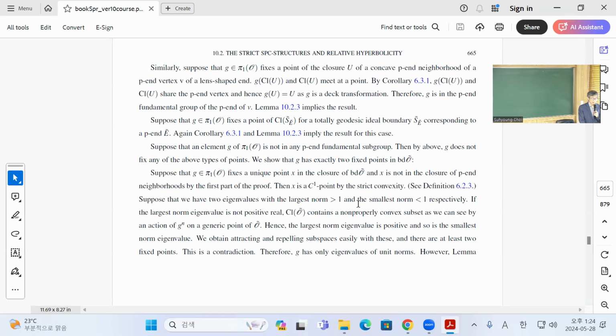So it has some largest eigenvalue bigger than one and some smaller than one. Of course, infinite order means it has this property, and if it's not positive real, then of course you can act by these to show it's not properly convex. So the largest norm eigenvalue is positive. So the attracting and the repelling fixed points, you can obtain these, and so of course there are at least two fixed points.